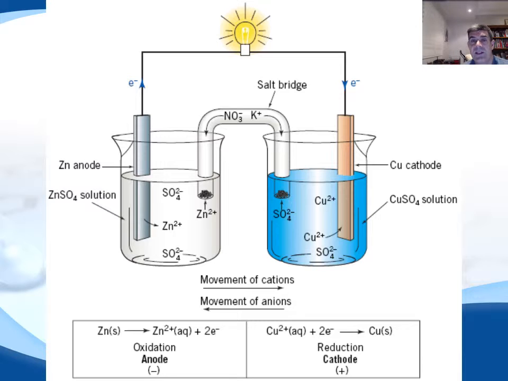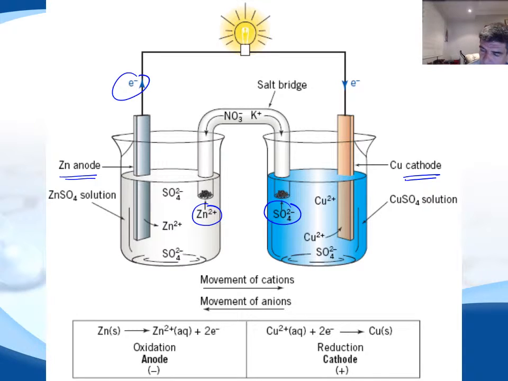Of course, what this means is that you have a battery, or at least a single cell, but that cell is generating a voltage. And it's generating a voltage because electrons are moving from the anode, from where oxidation is occurring, to the cathode, where reduction is occurring. And then the ions are moving, so the excess sulfate ions are going to be moving through the salt bridge, and the excess zinc ions will be moving through the salt bridge as well.